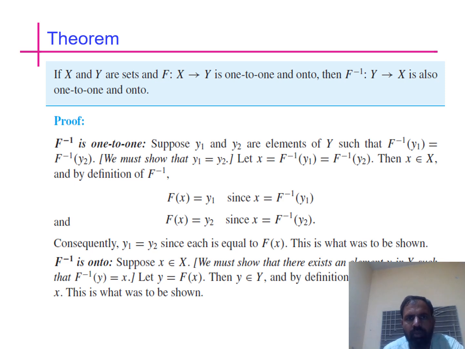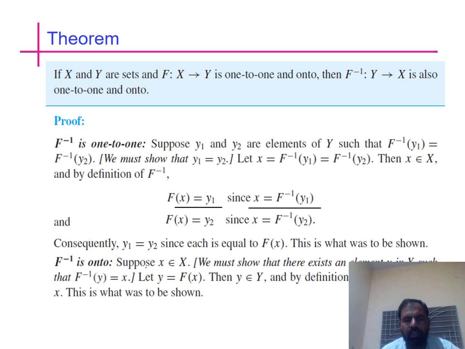Let x be equal to f inverse of y1, which is equal to f inverse of y2. Then x belongs to X, and by definition of f inverse, f of x is equal to y1, since x is equal to f inverse of y1, and f of x is equal to y2, since x is equal to f inverse of y2. So consequently y1 is equal to y2, since each is equal to f of x. That is what was to be shown.